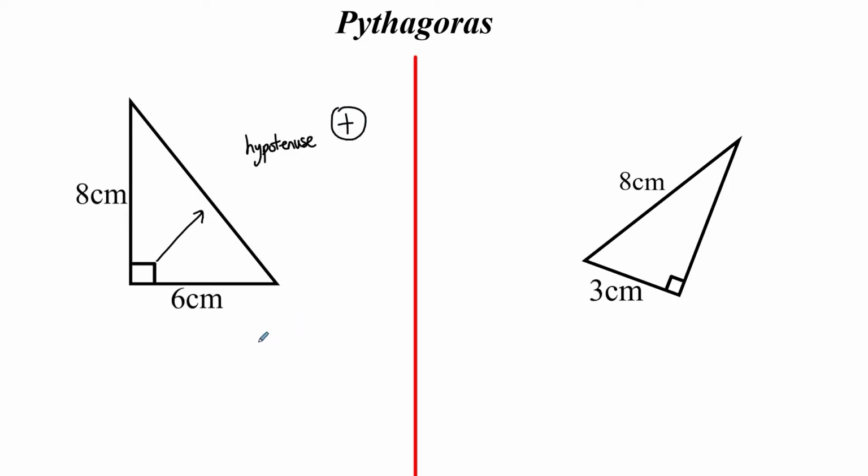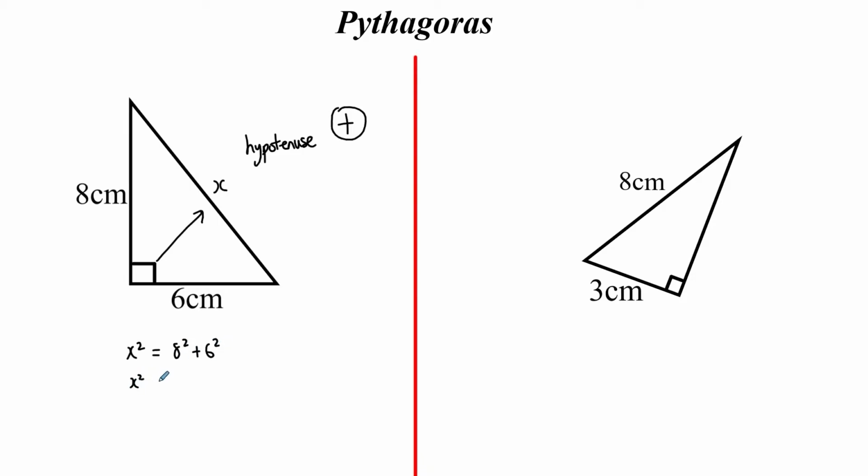Now, your working for Pythagoras is always based around squares. The basic idea is that a squared plus b squared, where a and b are your short sides, equals c squared, which is your long side. I'm going to call my missing side x, and because it's the longest side, x squared is going to equal 8 squared add 6 squared, because these are the two short sides.